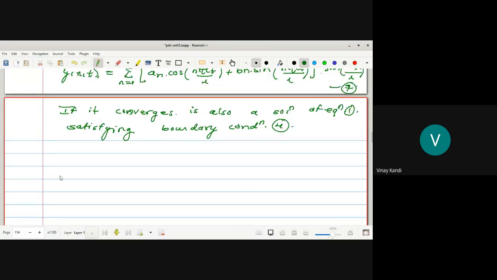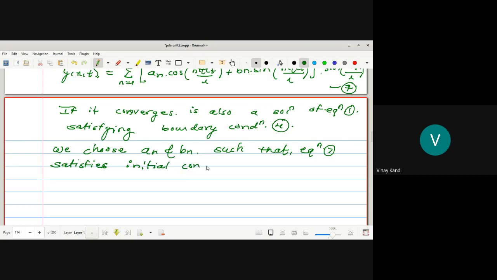Okay, so we choose the values of an and bn such that equation 7, that is the above equation, satisfies initial conditions 2 and 3. So if this is your solution, what should we do? It must also satisfy the boundary conditions, both initial and boundary conditions. Choose such an and bn that satisfy the initial and boundary conditions. Okay, so find out the values of an and bn now, by using the initial conditions 2 and 3.